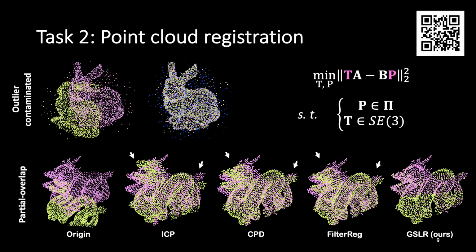The second task we carried out is point cloud registration. In this task, the data A and B are the homogeneous coordinates of the 3D point clouds, and the regression variable t is the spatial transformation. We present two setups in the slide. More results can be found in our paper.